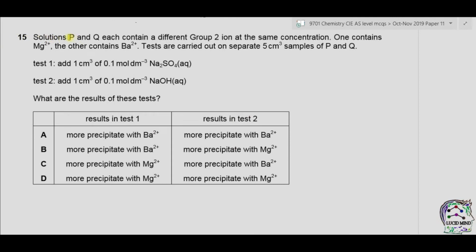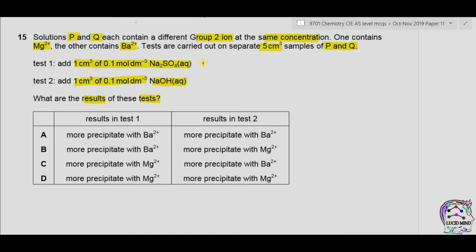Question 15. Solutions P and Q each contain a different group 2 ion at the same concentration. One contains magnesium plus 2 and the other contains barium plus 2. Tests are carried out on separate 5 cm³ samples of P and Q. In test 1, they have added 1 cm³ of 0.1 mole per decimeter cube sodium sulphate, while in test 2 they have added the same amount of sodium hydroxide. What are the results of these tests?